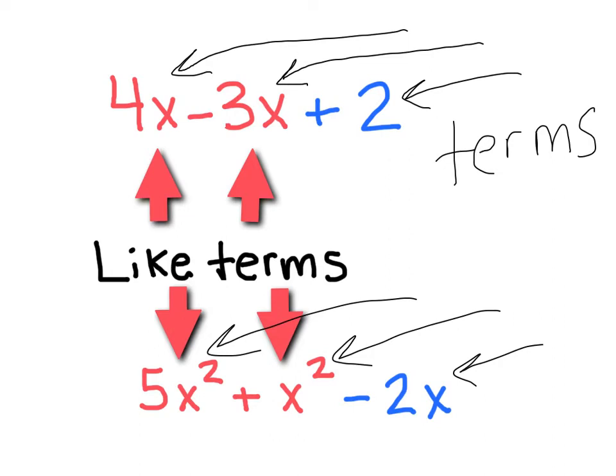So look carefully at these two algebraic expressions. Notice that the top, 4x and 3x, are considered to be like terms, whereas 2 is not considered a like term. In the expression at the bottom of the page, 5x squared and x squared are considered to be like terms, where minus 2x is not considered to be a like term. So look at those carefully and think to yourself, what is it about those terms that makes them like terms?